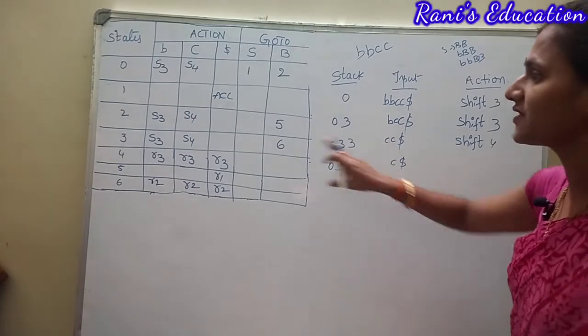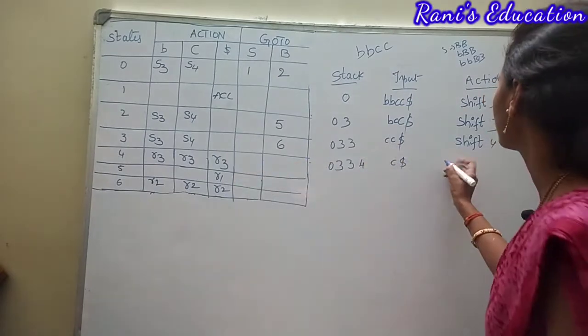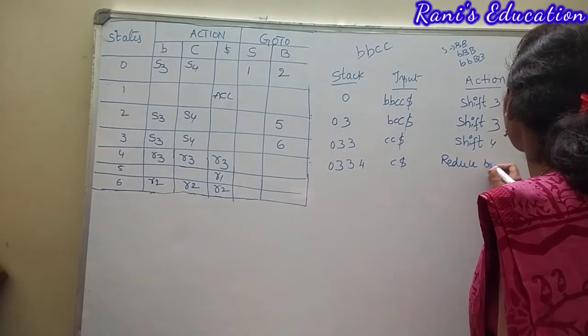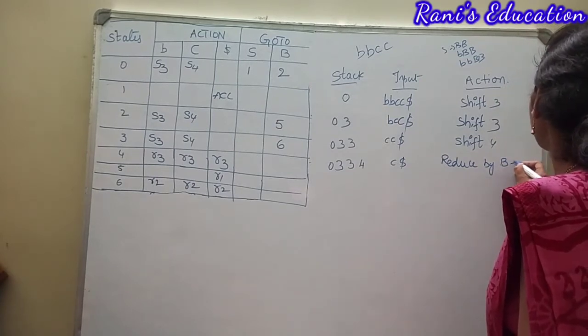Now what is 4 with the C here? That is reduce. So reduce R3. What is R3? B derives C.